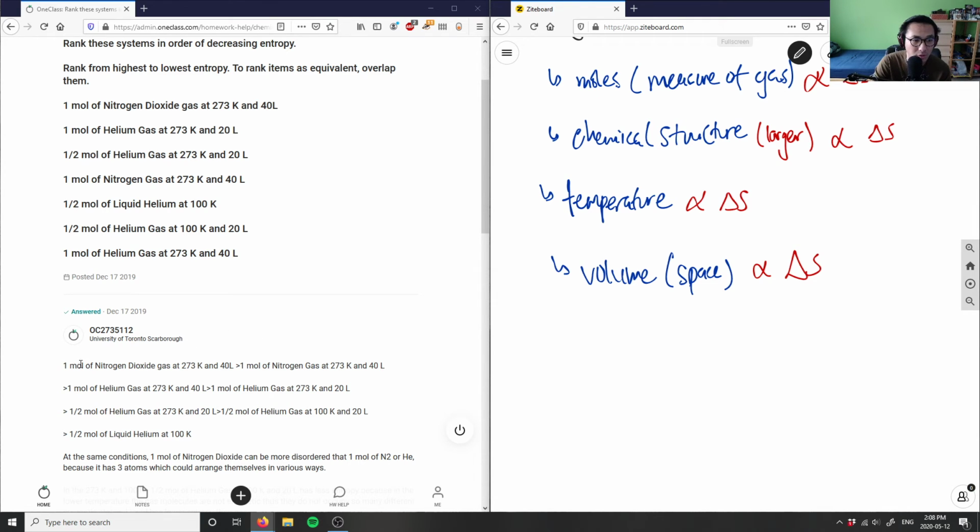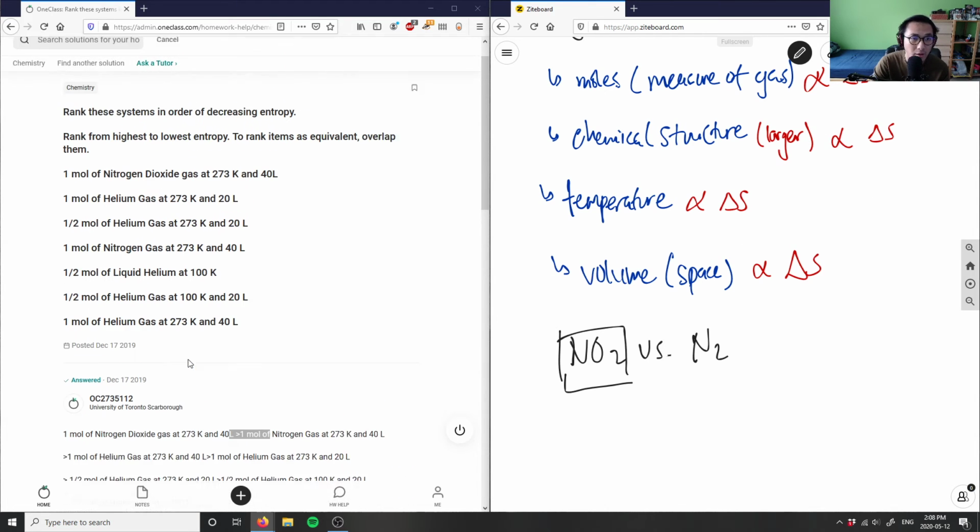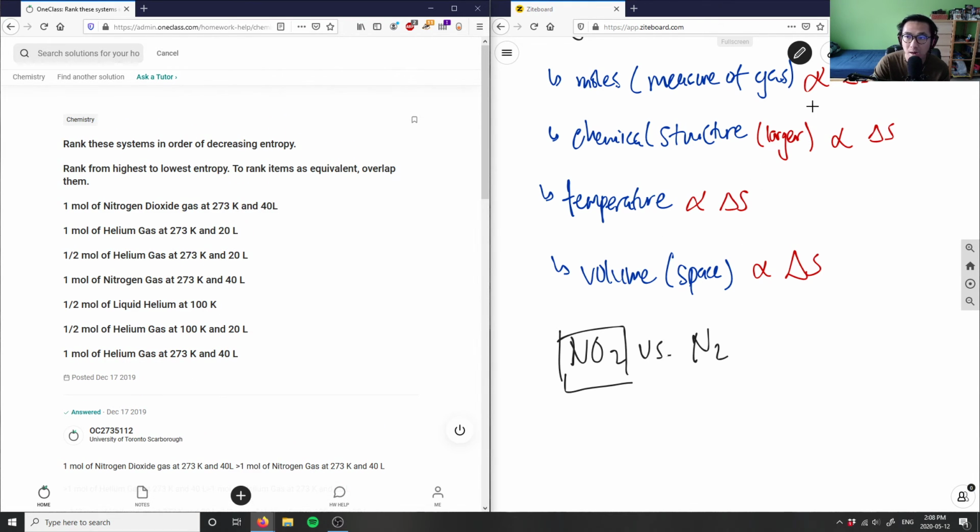Remember, if I'm looking at the moles here, I have 1 mole and 1 mole, so they're exactly the same amount of moles, same temperature, 273 Kelvin, 273 Kelvin, and then 40 liters and 40 liters. So all three of these are the same except for the chemical structure. So we're comparing NO2 versus N2, right? And as you can see, NO2 by atomic mass and by molar mass is the bigger structure. And I told you that the larger structure is proportional to the entropy here. So therefore, this here is the highest. It's going to create the most amount of entropy in our system.